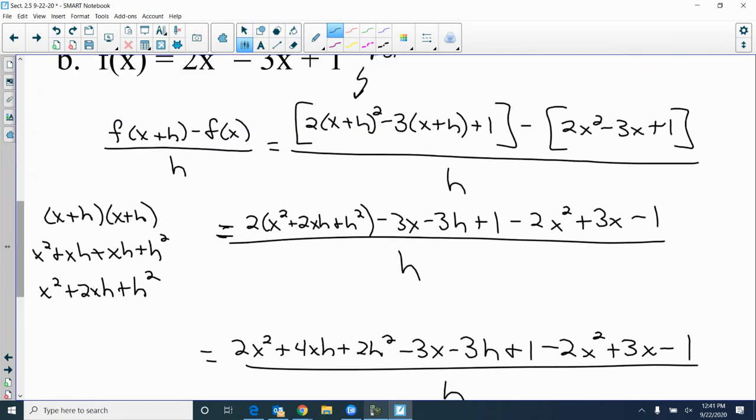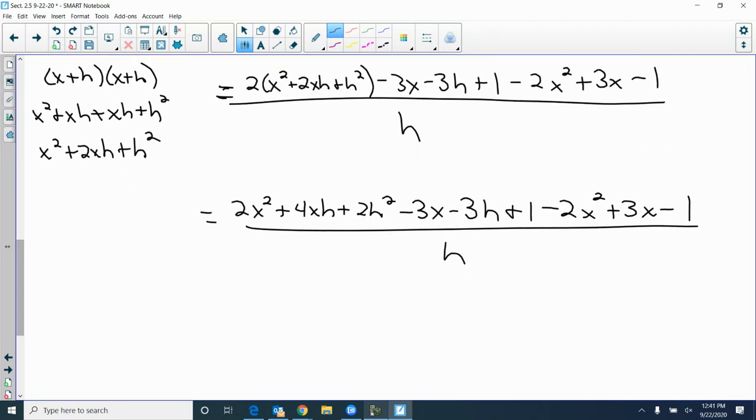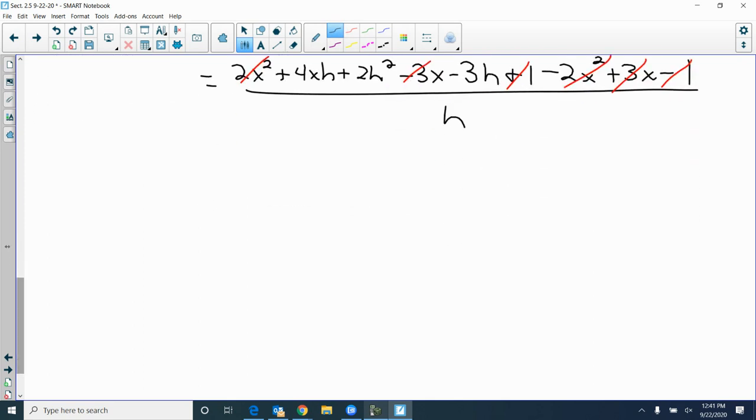I know that everything after this minus sign should cancel out, and you'll know that after doing a few. You get 2x squared and minus 2x squared, that adds up to 0. I got a minus 3x and a plus 3x, and I got a plus 1 and a minus 1. You should also be left only with terms that have an h. So it's now 4xh plus 2h squared minus 3h all over h. You don't have to rearrange them. I know some of you naturally do that, but you don't have to.